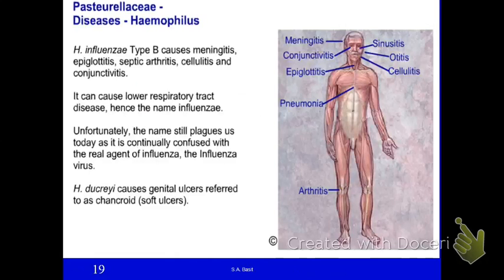So, Hemophilus influenzae type B could cause meningitis, the infection of the meninges, epiglottitis, septic arthritis, cellulitis, and conjunctivitis. It can also cause lower respiratory tract disease that may mimic influenza. There is another species of Hemophilus, Hemophilus ducreyi. This one is sexually transmitted.